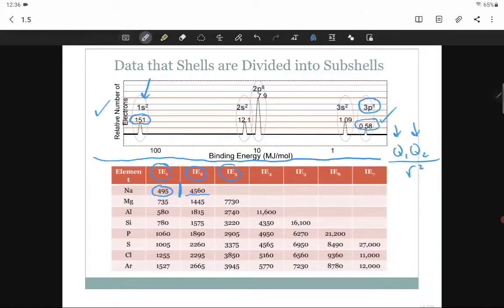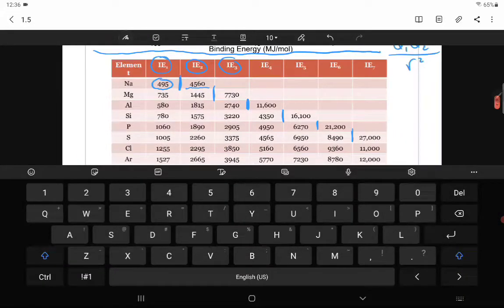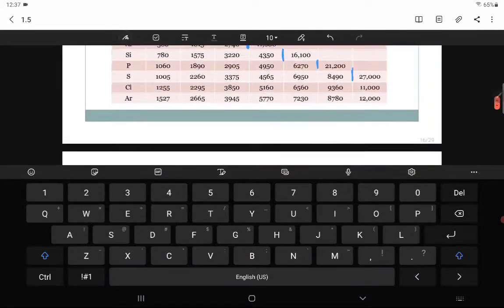With magnesium, 735, not crazy. 1445, that's double. But then there's a tremendous jump from 1445 to 7,730. And you'll find that all these have a gigantic jump somewhere. And we're going to have to figure out why that is true. And maybe some of you already have figured that out, but we'll get that.